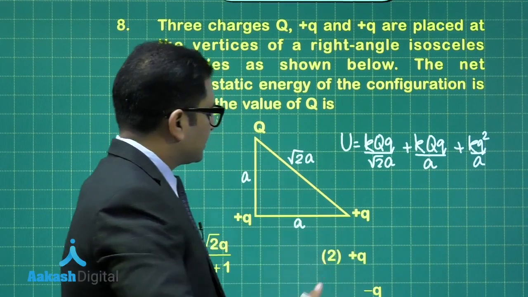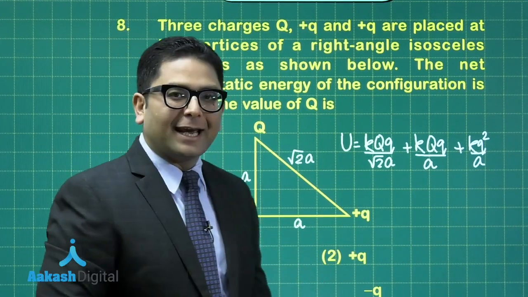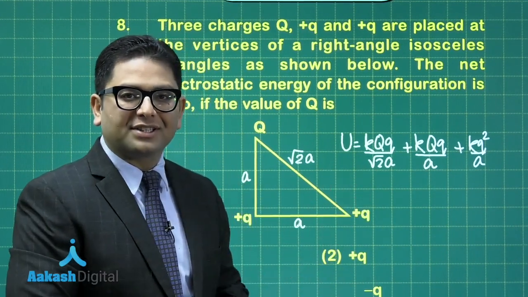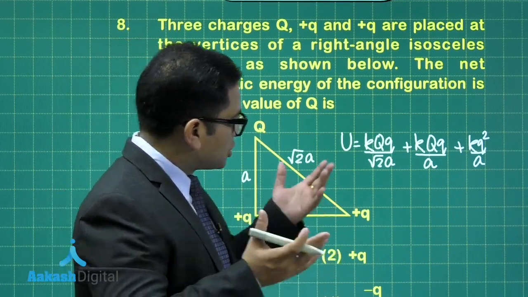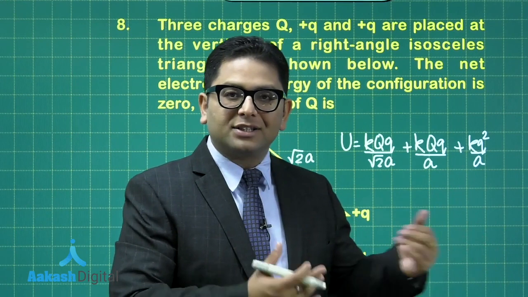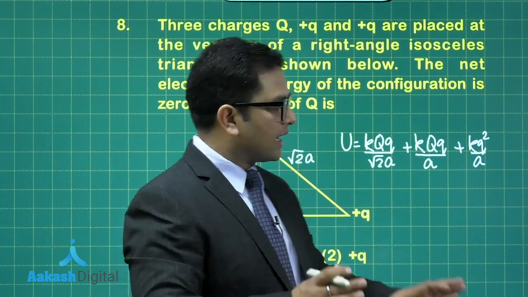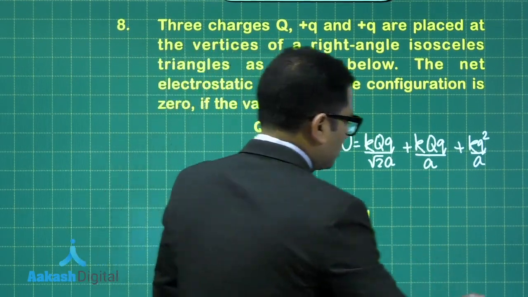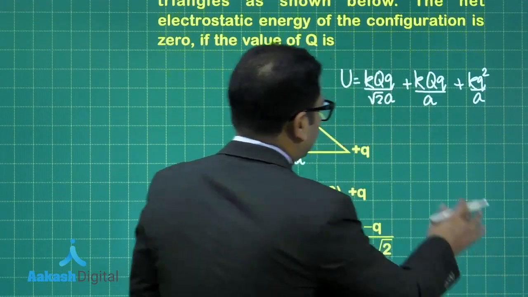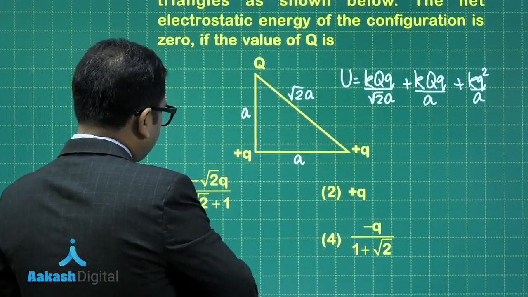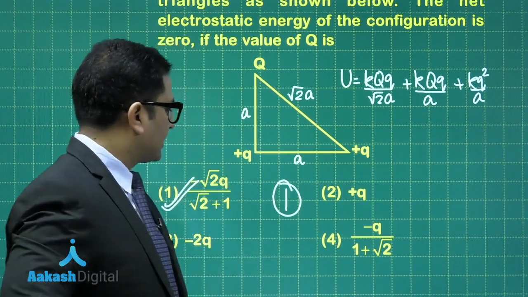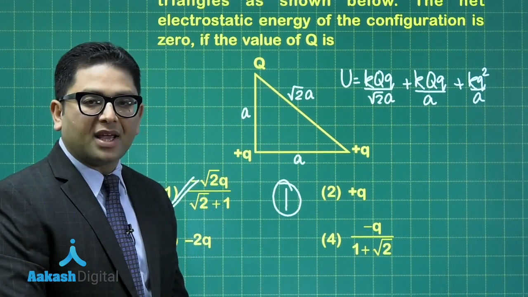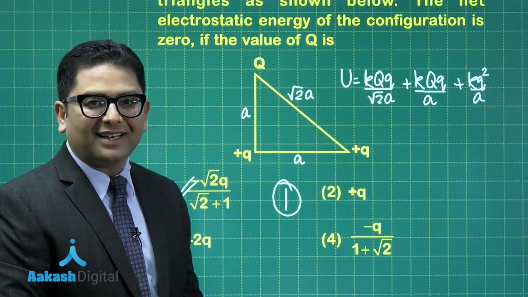All right, so we have written the electrostatic energy of this given configuration. And the question wants the value of capital Q so that the total energy of interaction is 0. So I need to equate it to 0, and you do that. That's a small level of calculation. You equate to 0. For question number 8, you would get the first option as the correct option. Fine then, it's time to move to the 9th question.